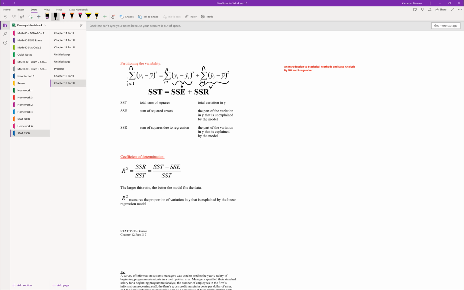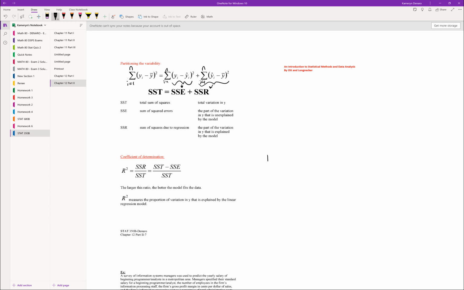So if we want to, we can calculate the coefficient of determination. That's R squared. That's the ratio of SSR divided by SST. Using the formula above, we can do SST minus SSE, divided by SST. So remember, the larger this ratio, the better the model fits the data. R squared measures the proportion of variation in y that's explained by the linear regression model.